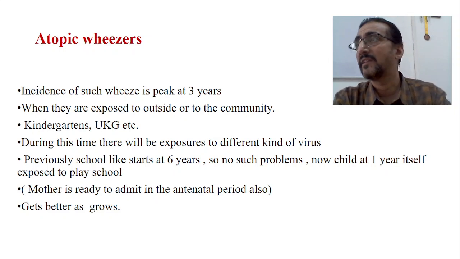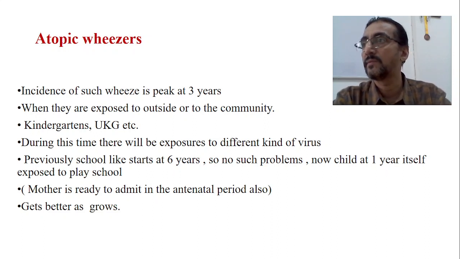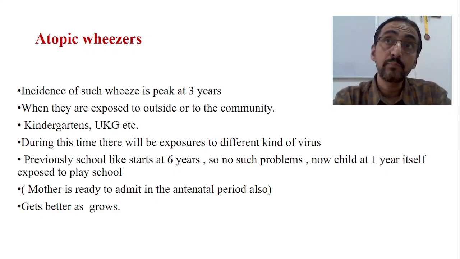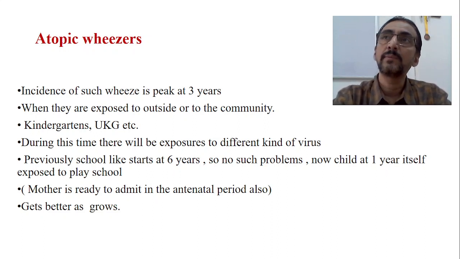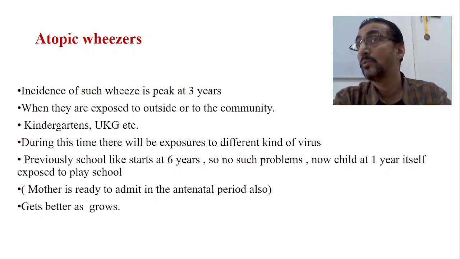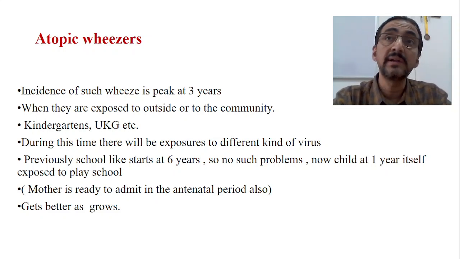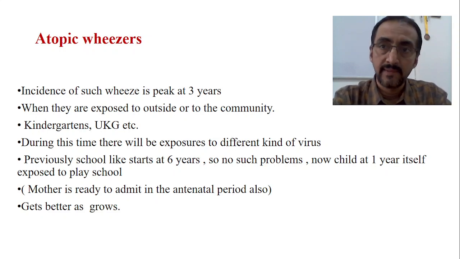Now, when the child is exposed outside, to the community, the child is exposed to so many infectious conditions. It may be from within the school, within the community, anywhere. So the child is exposed to different types of viruses during this time. Now, one of the main problems with the child's immunity at this particular age is that the child is not able to produce the required amount of cell-mediated immunity following a viral infection.